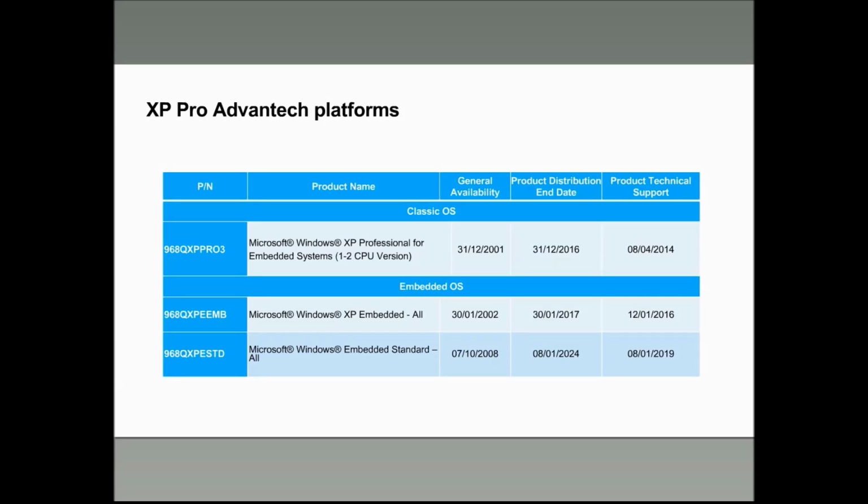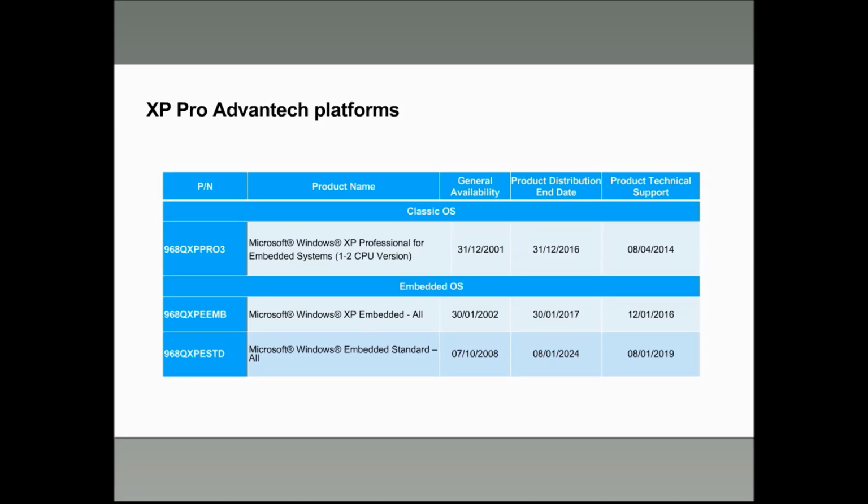The end of support was April 8th, 2014. First of all, XP Pro will remain orderable on Advantech platforms until the end of supply date, which is December 31st, 2016. So for existing projects where you cannot migrate yet to a modern OS, if you cannot switch immediately, there's also a middle solution that we can support you with.